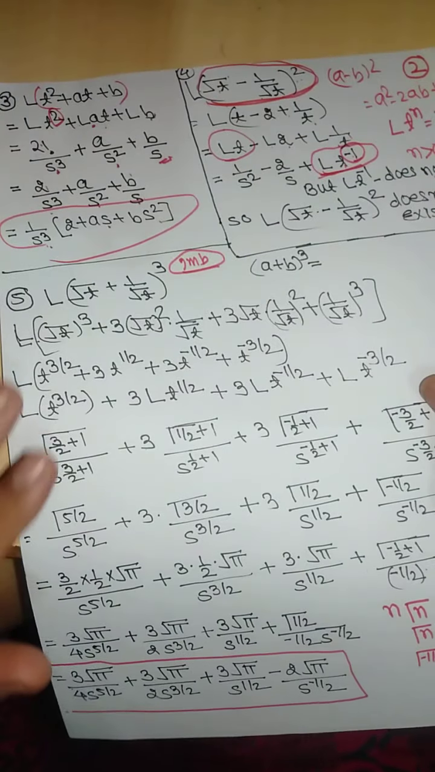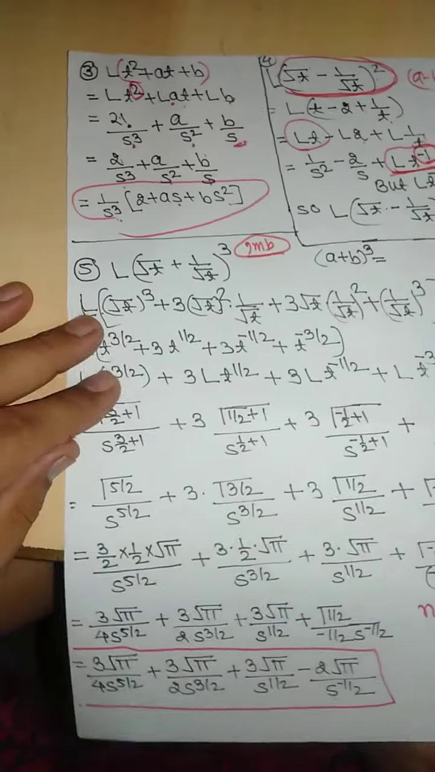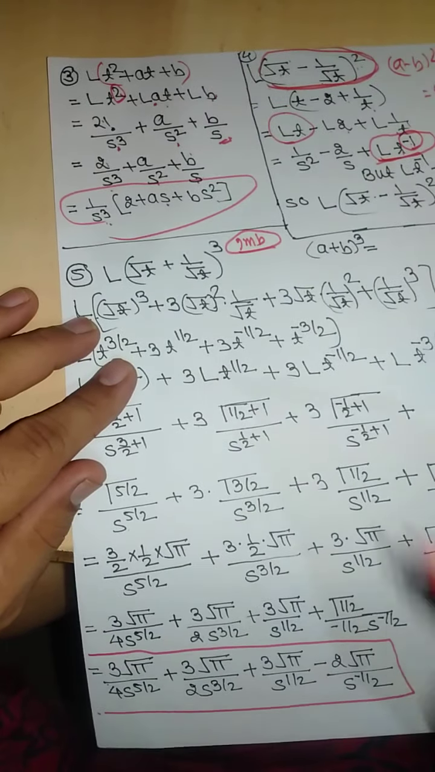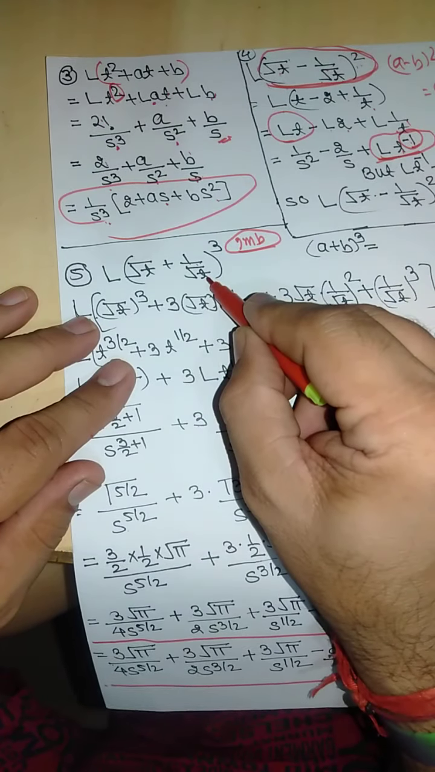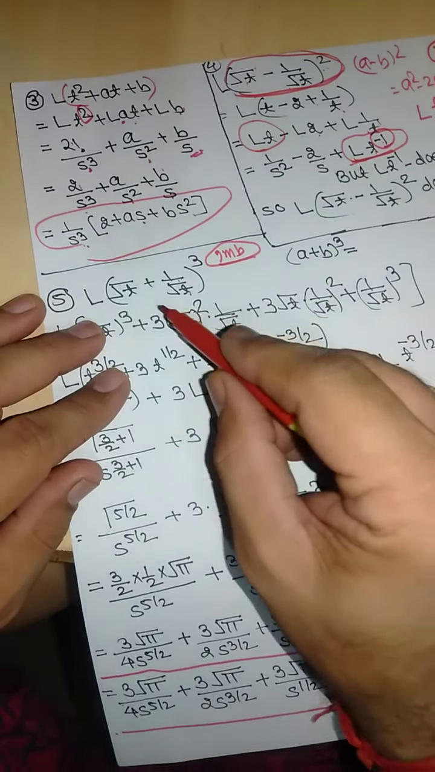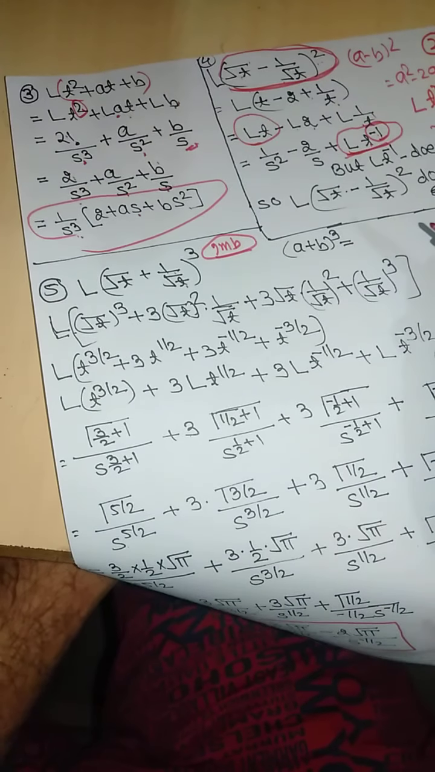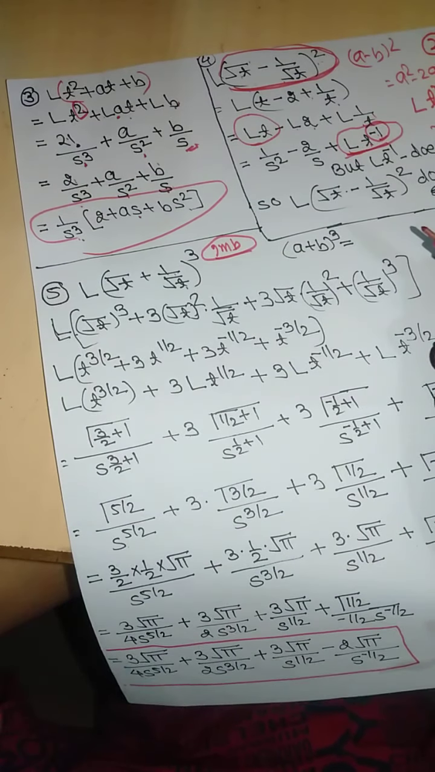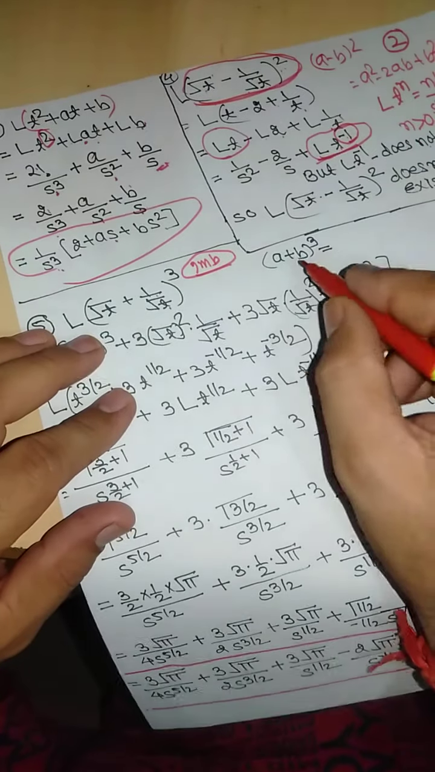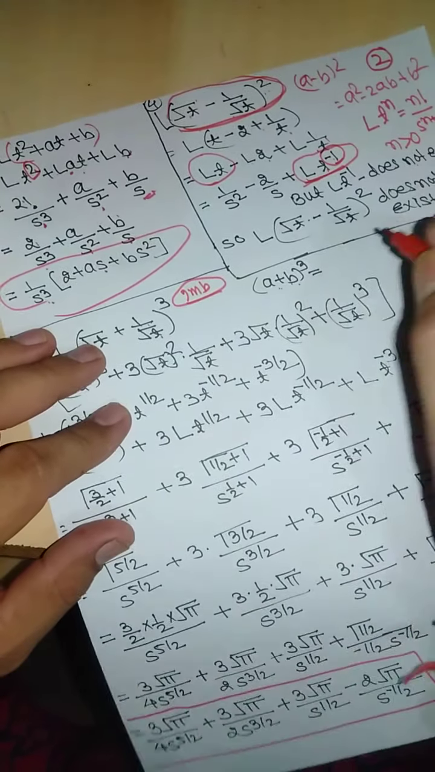The next important problem we are going to see is L of root t plus 1 upon root t, whole cube. Definitely we should keep the whole cube formula in mind for the expansion of this. So what is the expansion formula of a plus b whole cube?